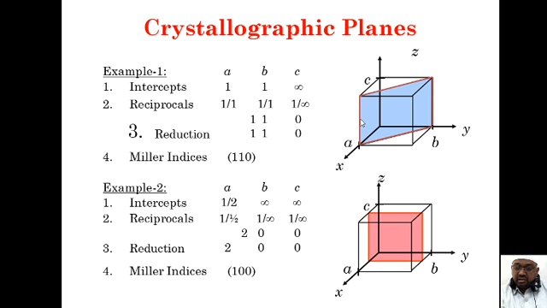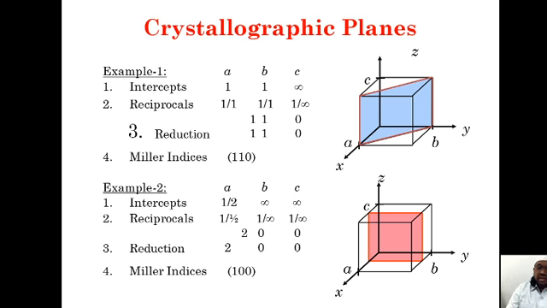If the plane is parallel to any axis, then the intercept should be taken as infinity. From the origin, what is the smallest distance? 1 unit. That is the reason we have taken A as 1, and from here to here the smallest distance is one unit, so we have taken B as 1. And C, since it is not coinciding or intersecting, we have taken as infinity. So 1 by 1, 1 by 1, and 1 by infinity. You already know 1 by infinity is nothing but 0. So 1, 1, 0. Taking the reciprocal, we get 1, 1, 0. So the Miller indices is 1, 1, 0.